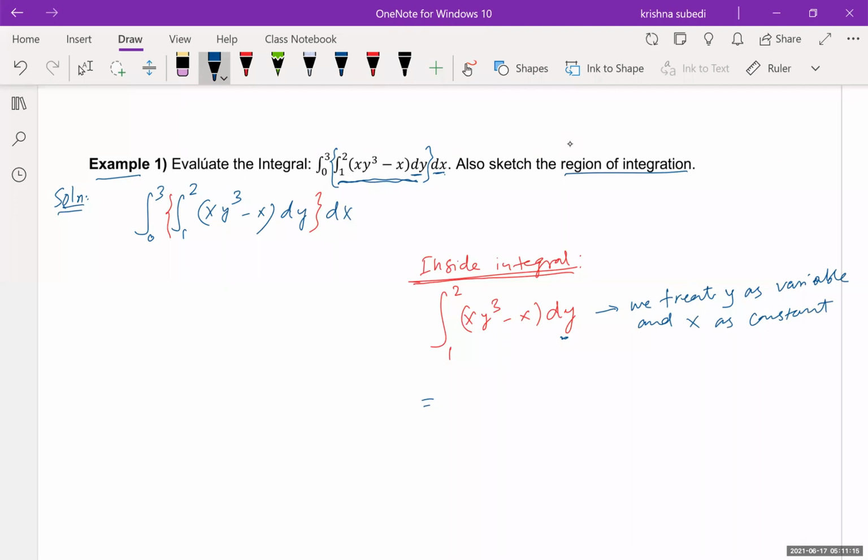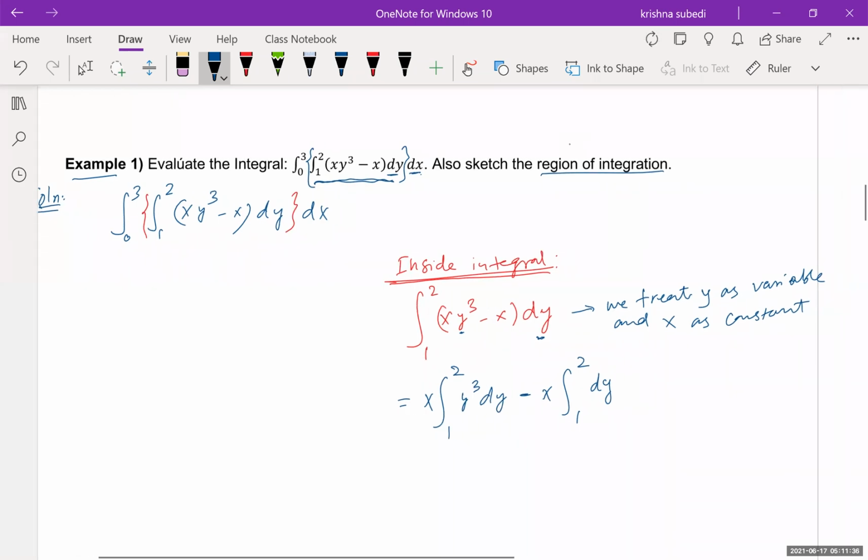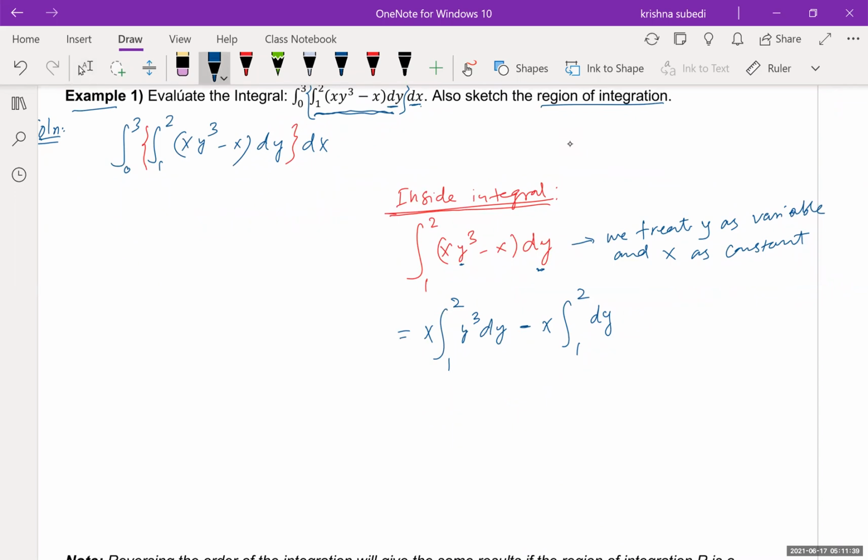Now, in this case, y is the variable and x is a constant. So I can also write this as x times the integral from 1 to 2 of y cubed dy, minus x times the integral from 1 to 2 of dy. Because x is a constant, I can put it separately. You don't have to later, but let us look at it this way. Now x is constant, I just copy. The integral of y cubed dy is y to the power 4 over 4, and this limit is for y: y equals 1 to y equals 2.